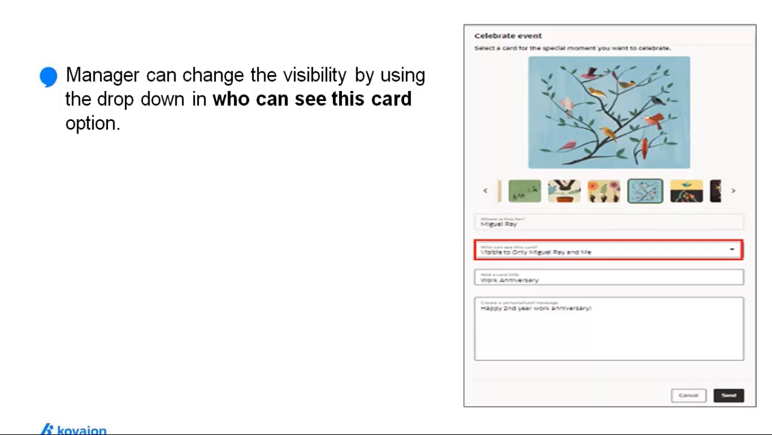While celebrating an event, your manager can choose a selection of card templates to match the occasion. You can also set the card visibility to one of these options: managers and workers, as this will make the card visible to indirect managers as well. And the second option would be only worker and me.